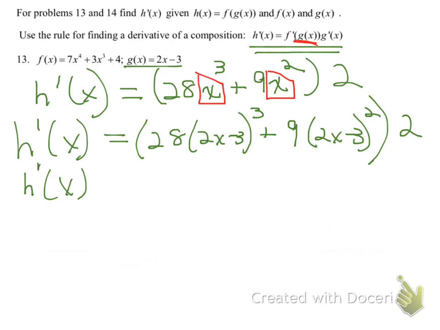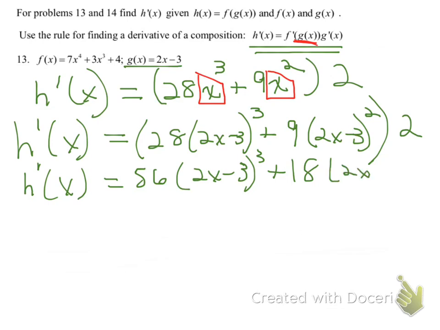So how about if we distribute that 2? That's going to give me 2 times 28 is 56, and then this is still 2x minus 3 cubed plus 18 times my 2x minus 3 squared. Alright, so I think we should do some more with this, because ideally it's nice to have it in factored form.